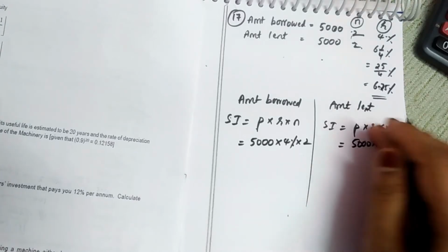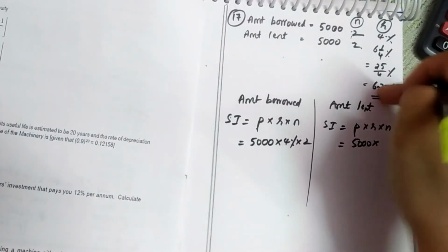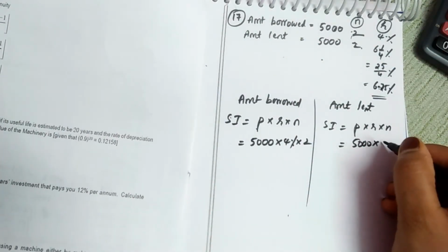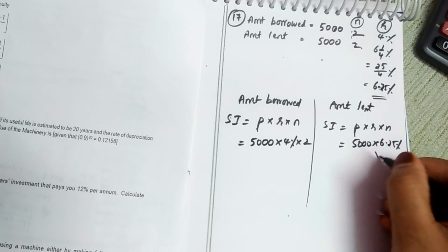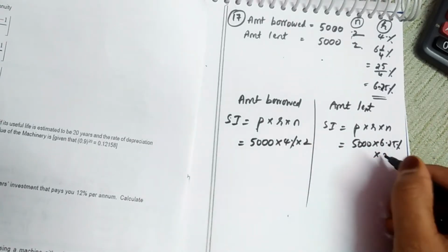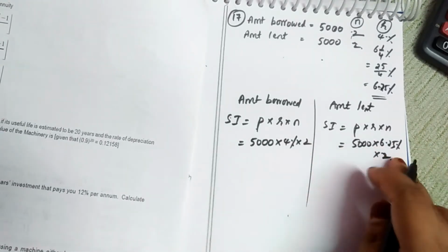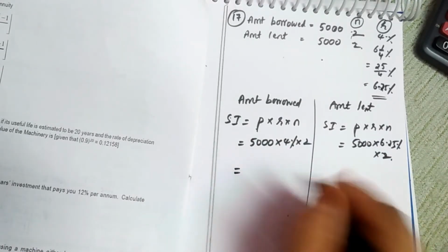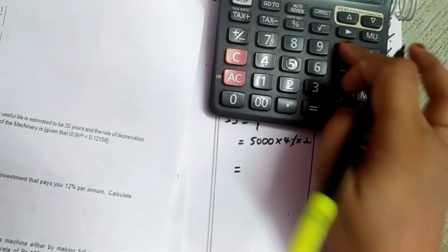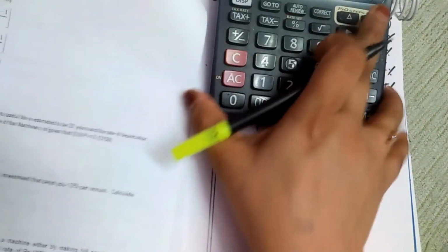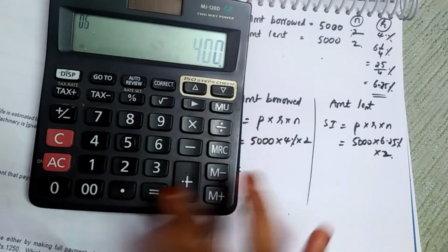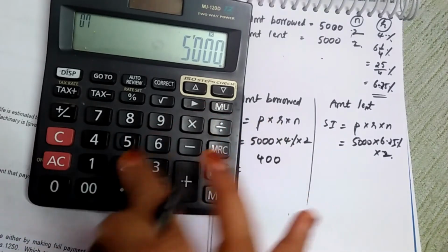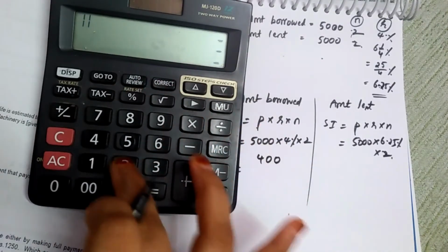The same thing applies here: principal 5,000, and r is the rate of interest at which we are lending, 6.25%, into 2 years. On the face of it we can say he is earning a gain, because the rate has jumped from 4 to 6.25. Now the simple calculation: 5,000 into 4% into 2 gives 400 rupees, which he pays. The same applies for lending: 5,000 into 6.25% into 2.